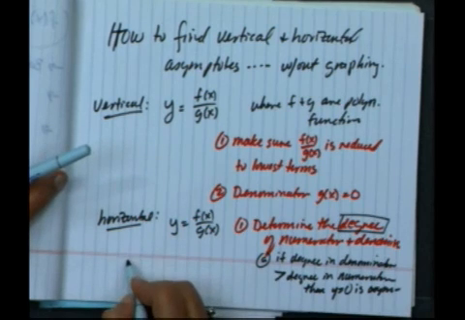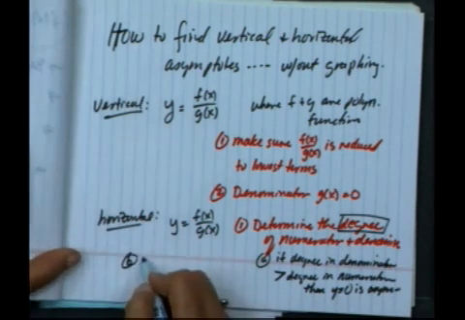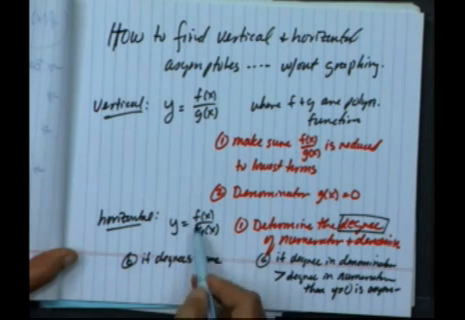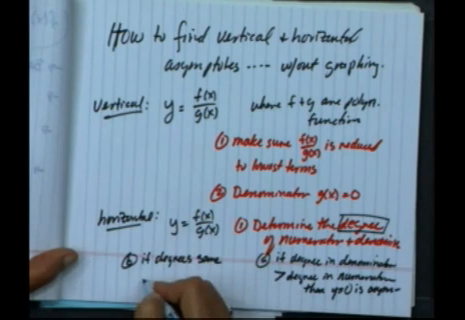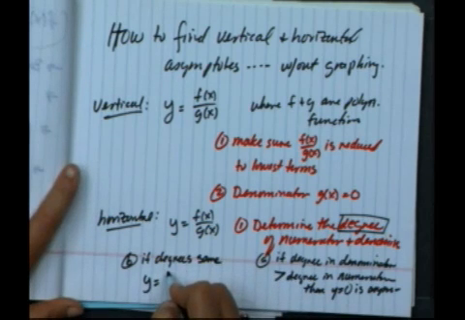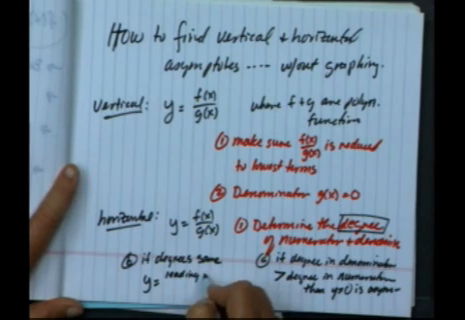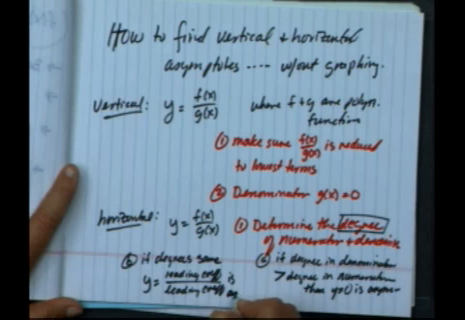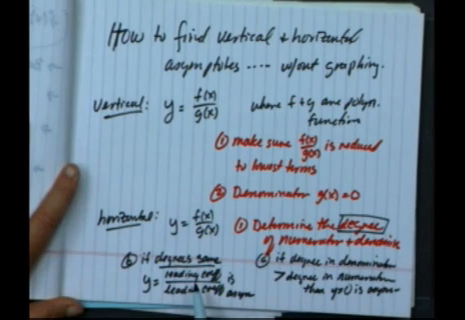And B, we'll give you lots of examples in a minute. If the degrees are the same, the degrees in the numerator and the denominator are the same, then y equals the leading coefficient in the numerator over the leading coefficient in the denominator is your asymptote. So if the degrees are the same, you just look at your leading coefficient. Remember, your leading coefficient is your term of highest power. So you take your leading coefficient in the numerator, divide it by your leading coefficient in your denominator, and this will be your horizontal asymptote.